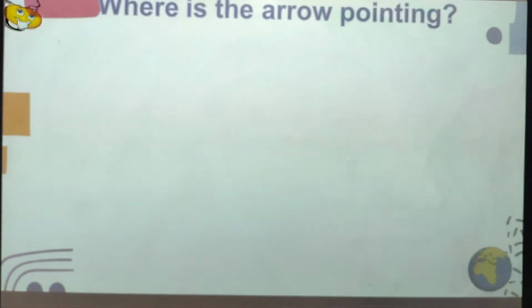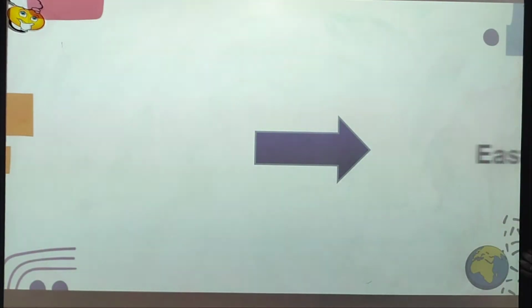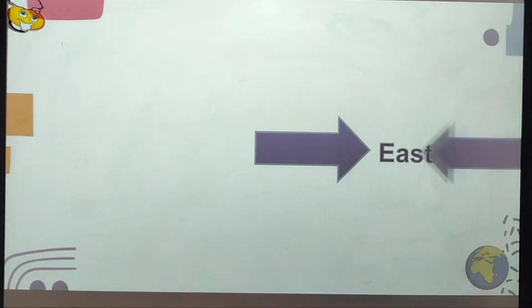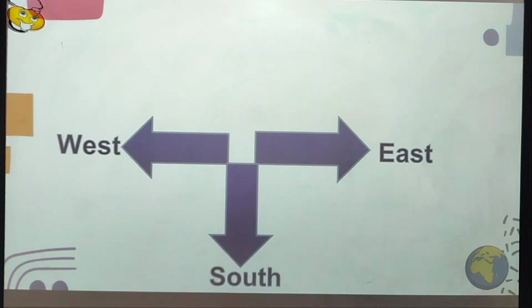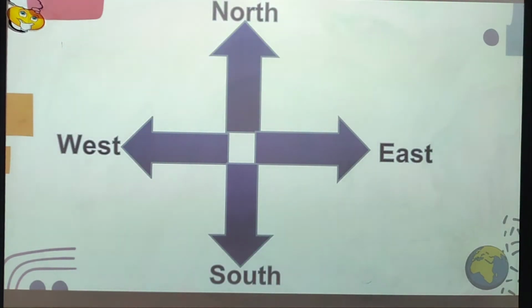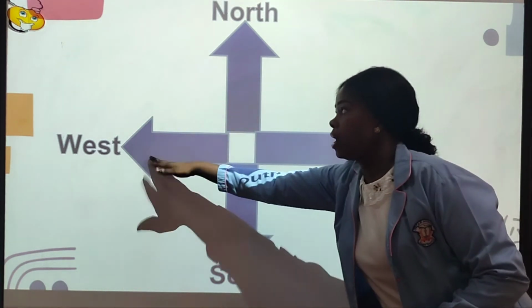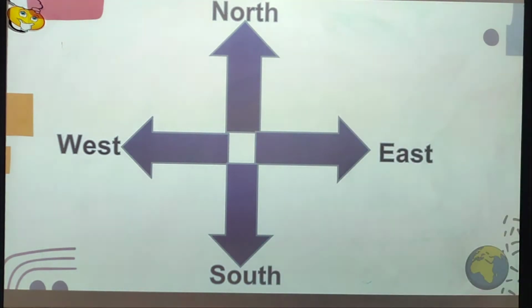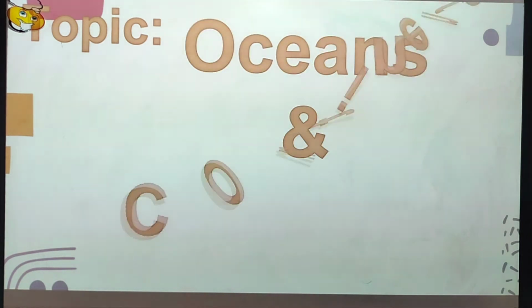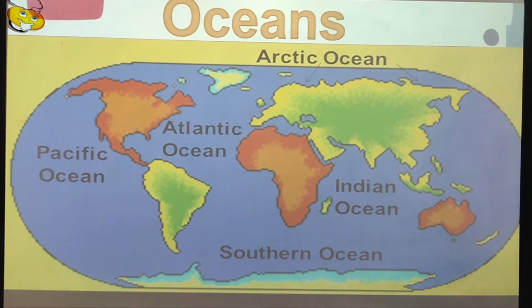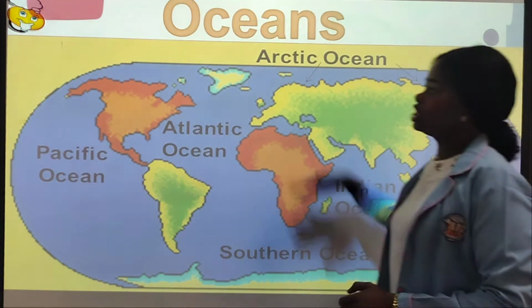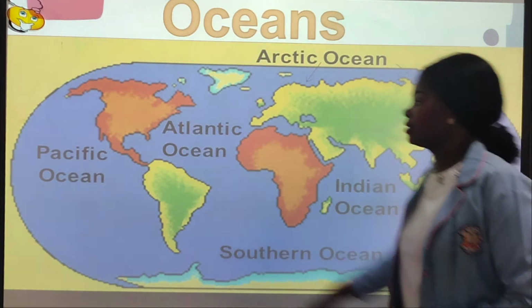Now, let's take a look at the cardinal directions. Where is the arrow pointing? It's pointing at the east, the west, the south, and the north. Again, east, west, north, and south. Our topic, oceans and continents.